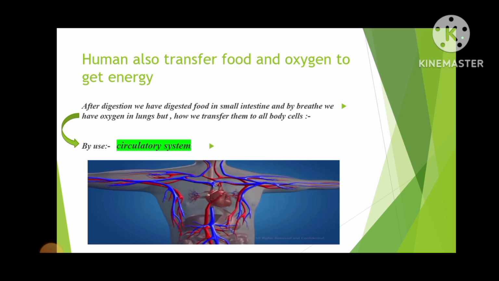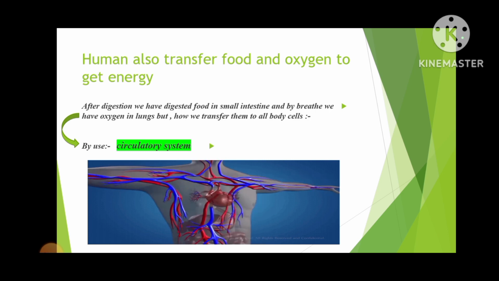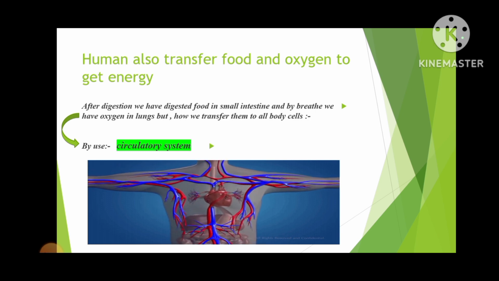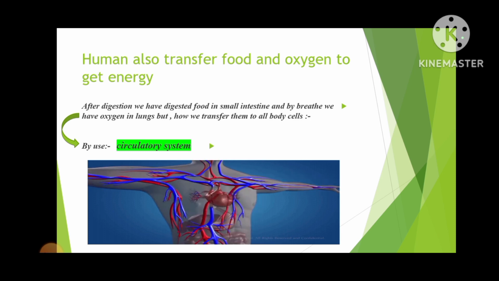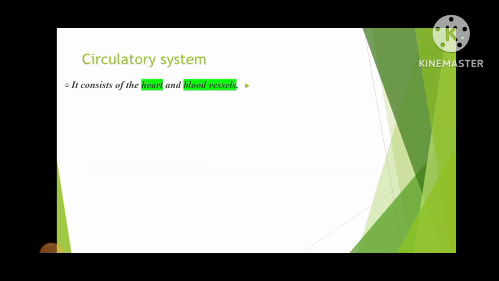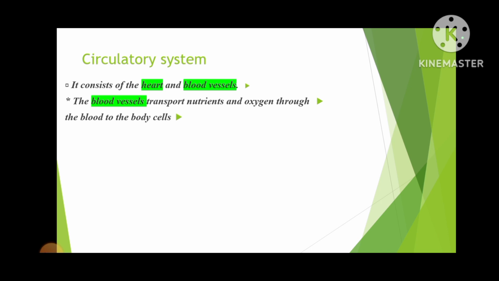The circulatory system, like wires, what does it do? It connects the whole body together. It is what transfers the food and oxygen to each part of the body. The circulatory system consists of two main parts, the heart and blood vessels. Blood vessels are the way that nutrients and oxygen move through, carried by blood.